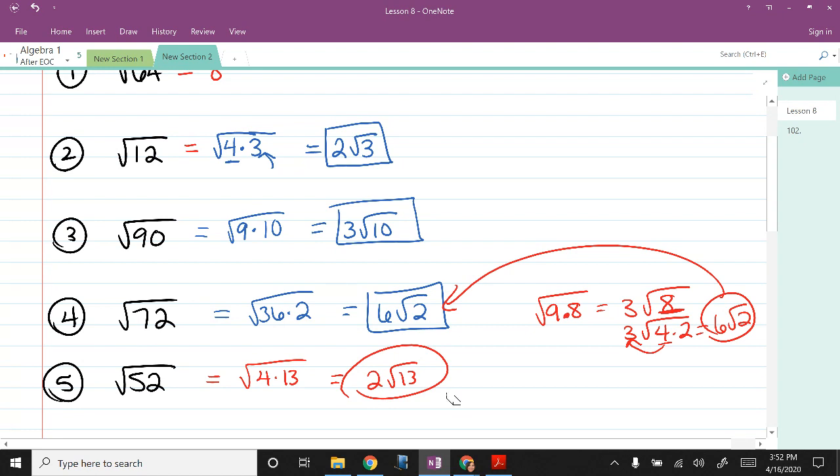I need to put a box because the rest of them have boxes. Because 13 is a prime number. And if your number under the radical is a prime number, then you know it won't simplify anymore. Okay?